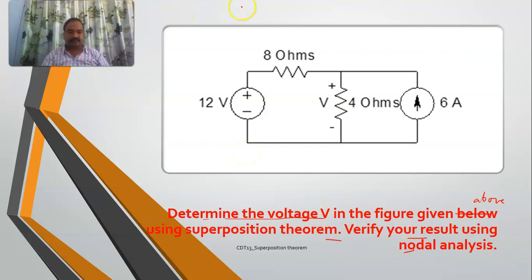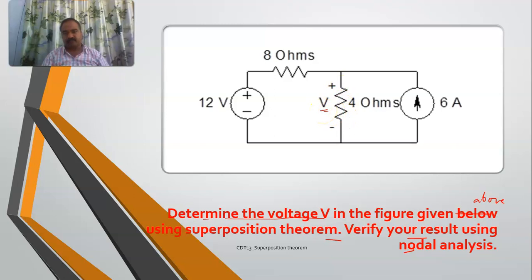So, they are asking us to determine the voltage which has been shown in the figure, V. It is across your 4 ohm resistor. And they want to verify the result also. So now let us try to determine the voltage across this resistor using superposition theorem.